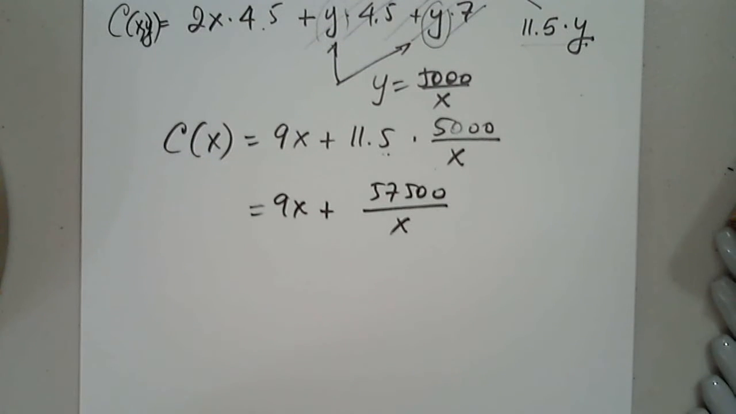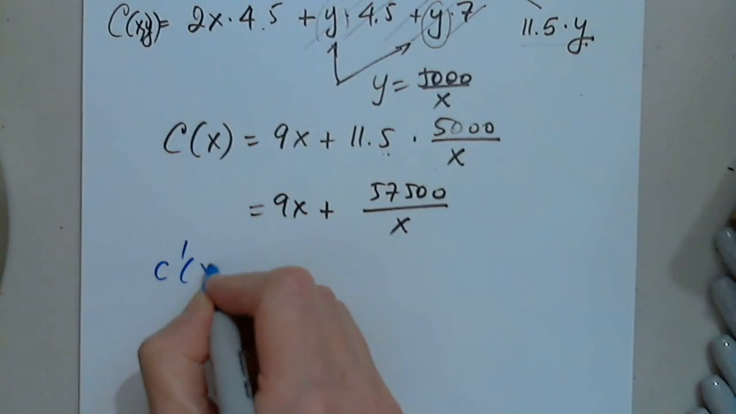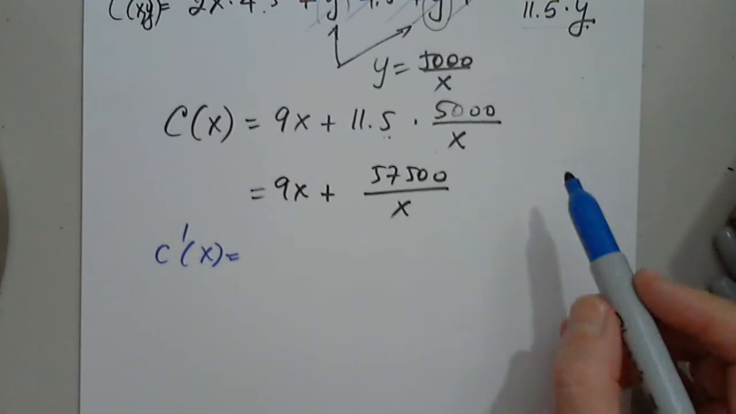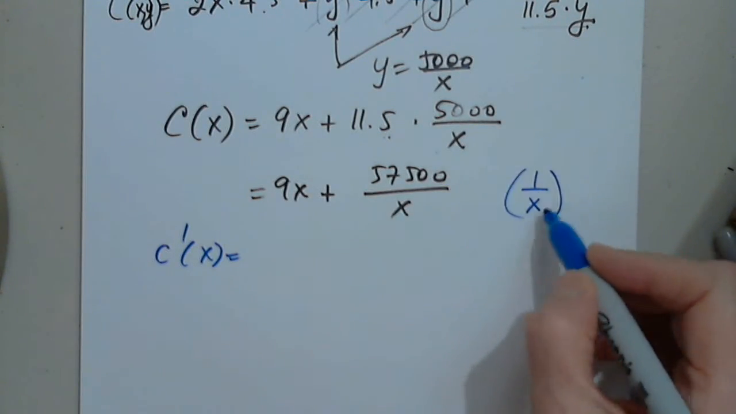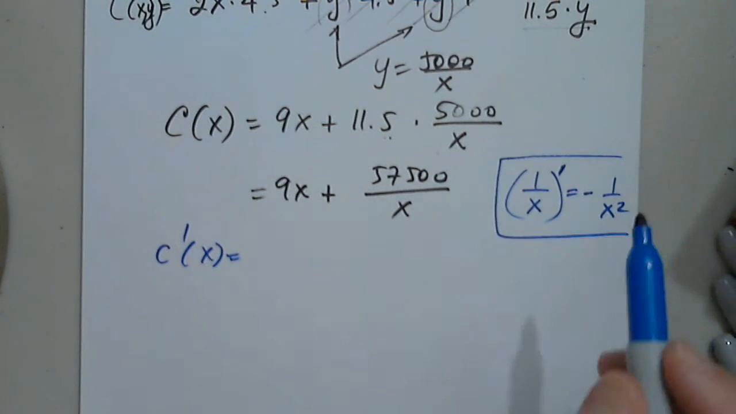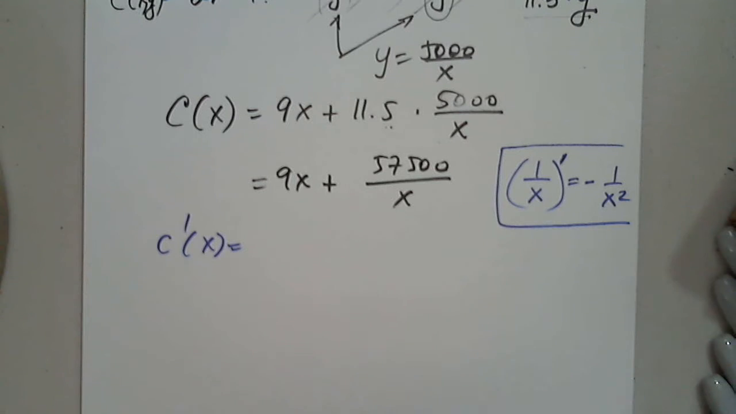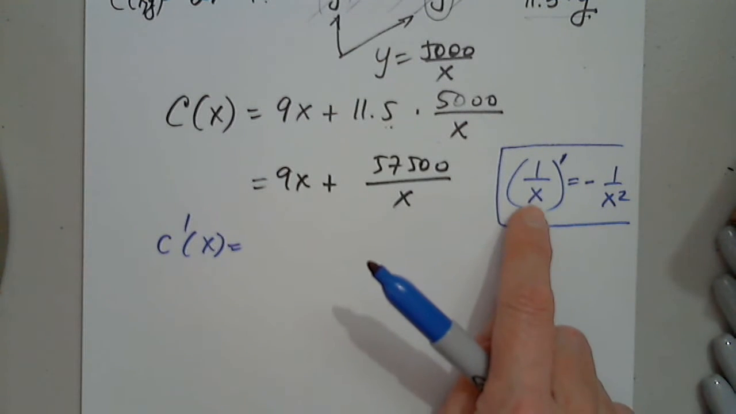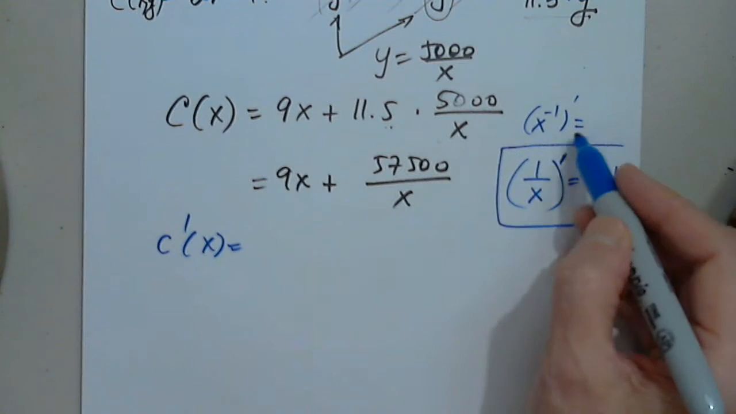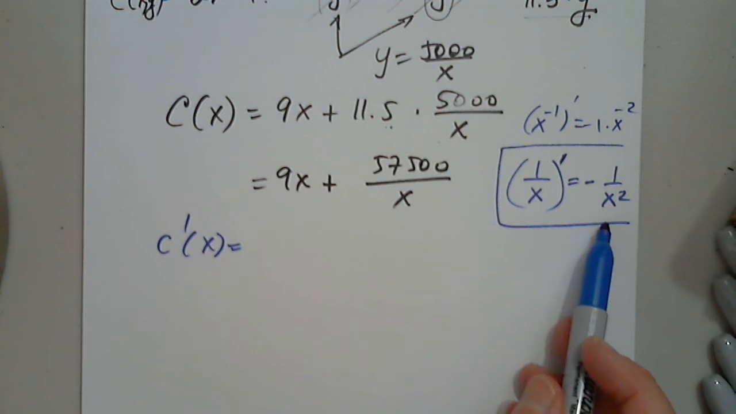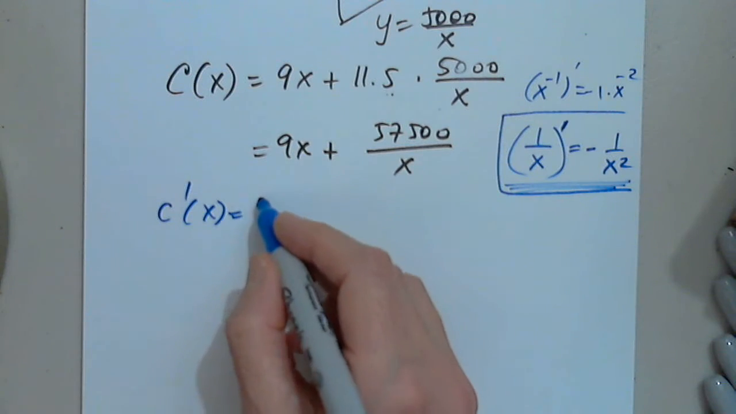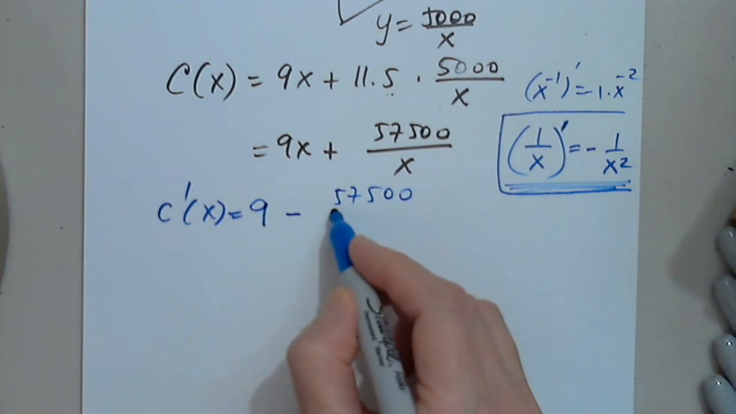So now this function will be differentiated. Let me just say one more time that whenever we differentiate 1 over x, I would like us to remember that this is negative 1 over x squared. It will be very useful when we go backwards in a later chapter, when we're given this and we want to find that. We know how we get this: x to negative 1 prime is negative 1 times x to negative 2. It will save us a lot of time if we remember this. I differentiate 9x, I get 9, and then this is 57,500 over x squared.